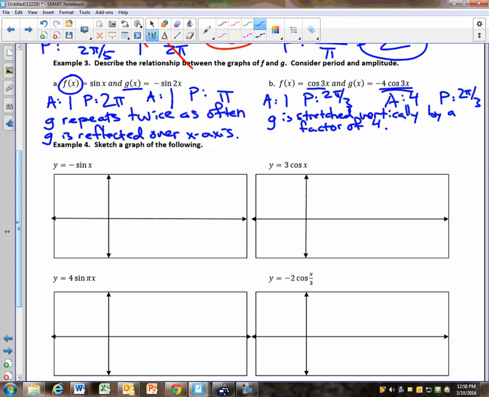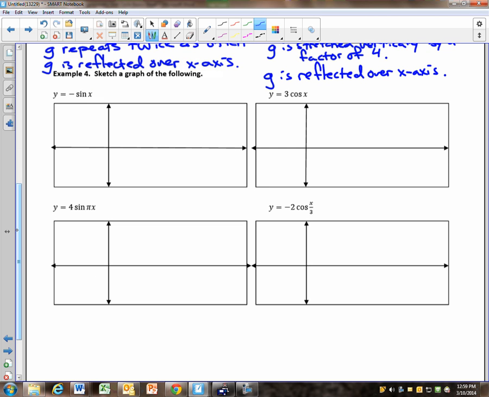What else is different? Very good. G is reflected over the x-axis. All right, we didn't have time to get through the last problem today during class, but we did get through the first 3. So your assignment will be what we're going to do now. You have all of it now running up in your brain. It's time to put it to practice. When you do your assignment, identify the amplitude, identify the period, and then put the graph on there just like we did right away at the beginning.